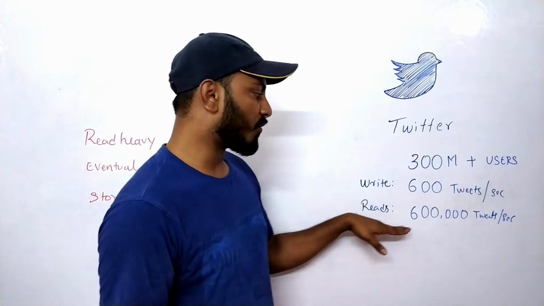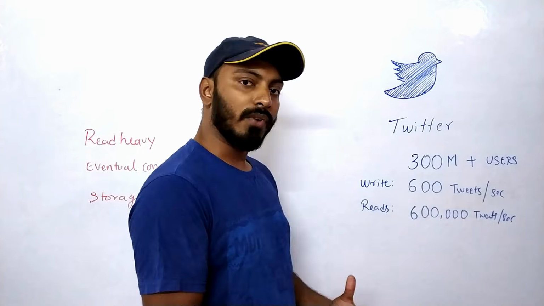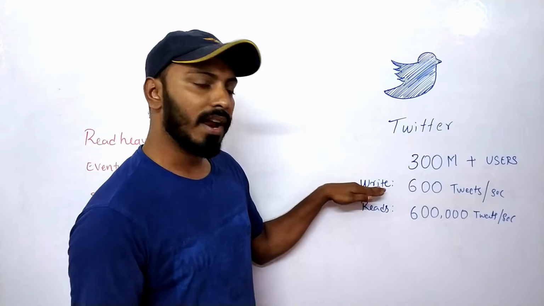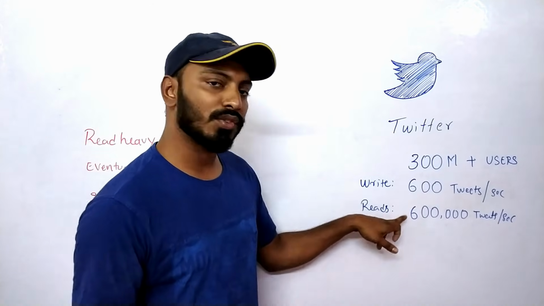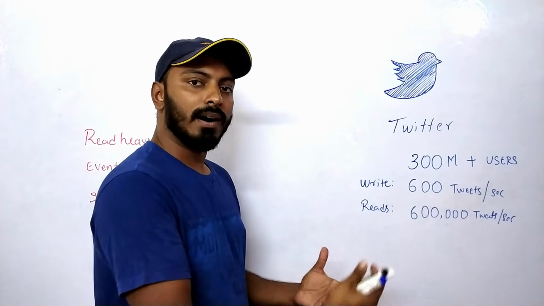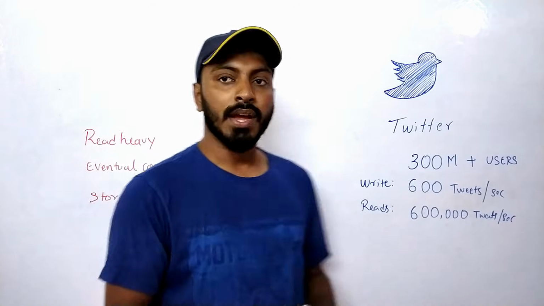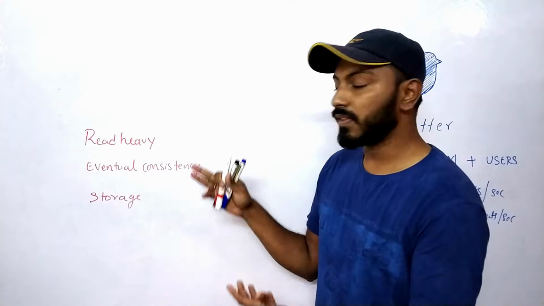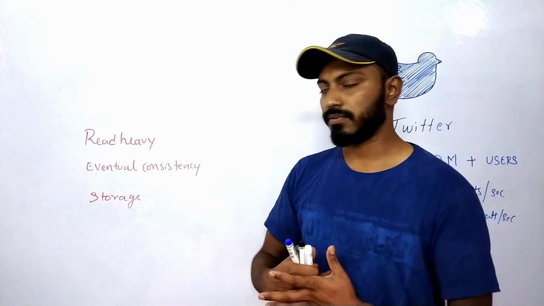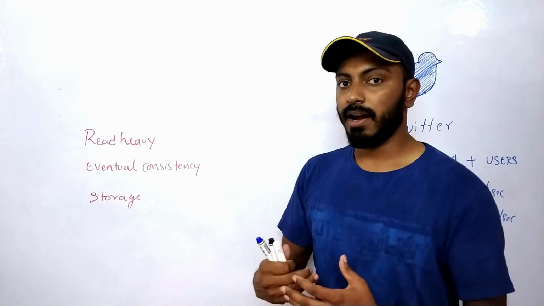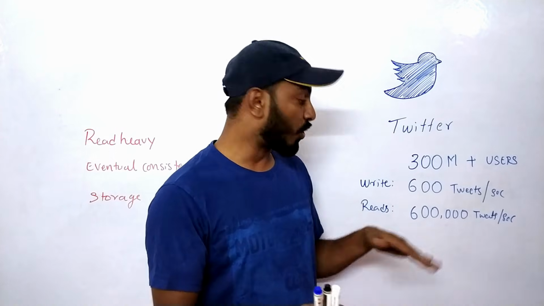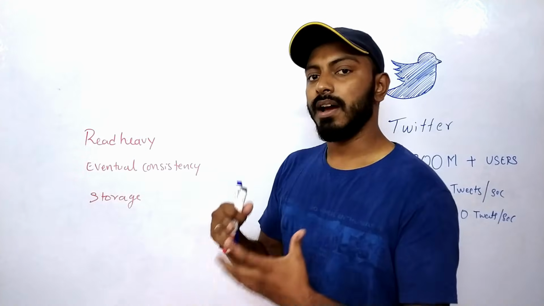And also Twitter gets about 600,000 read queries per second from the users. That means that if you see the ratio of write versus read, it is almost like 1:1000. For every one tweet generated, there are about 1000 people on average reading that particular tweet, which tells us that Twitter is read heavy. That means that we should have a system which is very good at reading all the tweets, and also it should support about 600,000 queries per second.